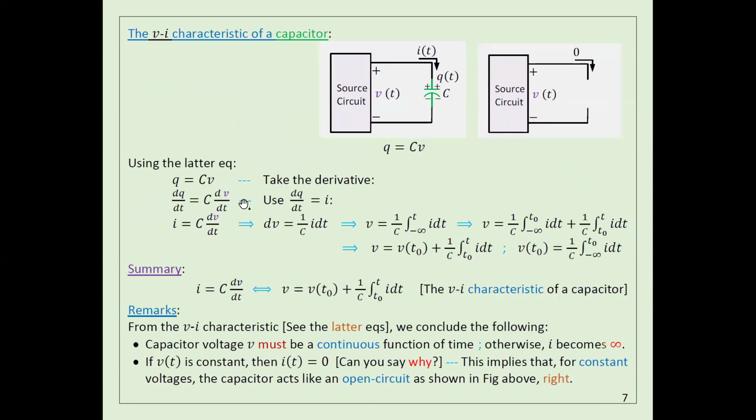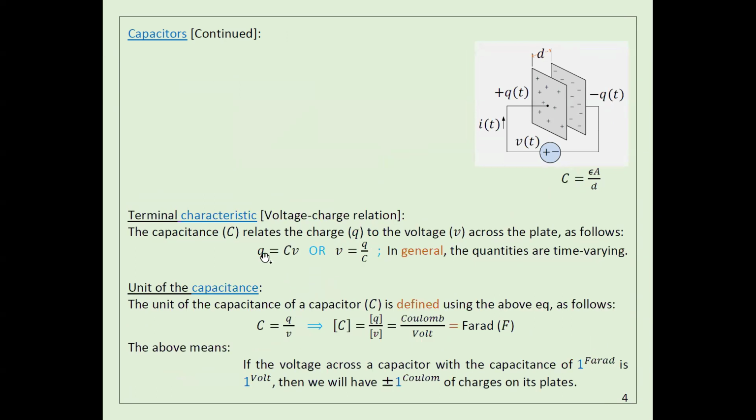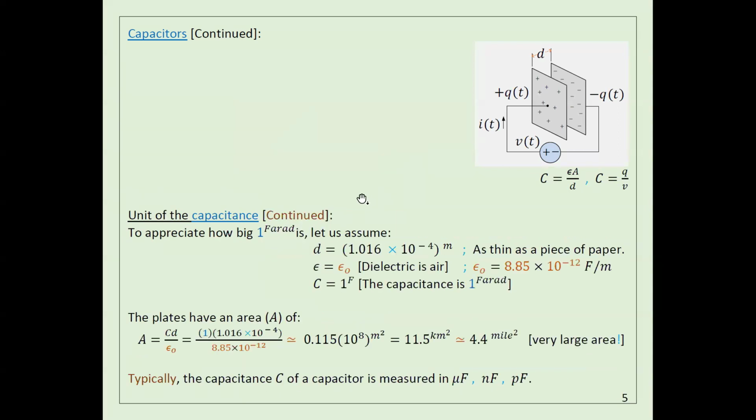Now, I want to get a relation. I already have a relation between the voltage across the capacitor and the amount of charge. The relation is Q equals CV. Now, I want to get the relation between V and I, the voltage across the capacitor and the current.